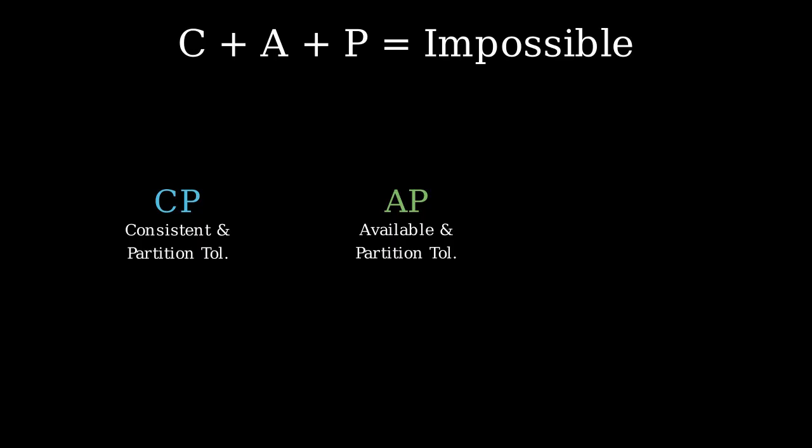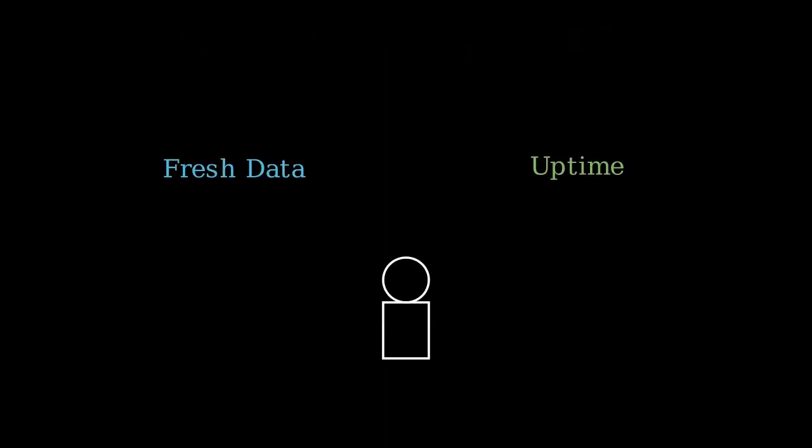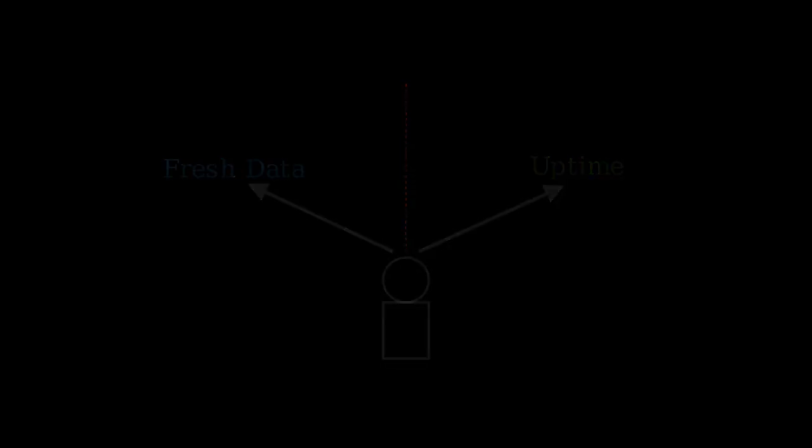When that partition happens, you as the architect are forced to choose. Do you prioritize showing your user the most current, fresh data, even if the service might pause? Or do you keep the system running and available, even if the information might be slightly outdated? That is the trade-off you face.